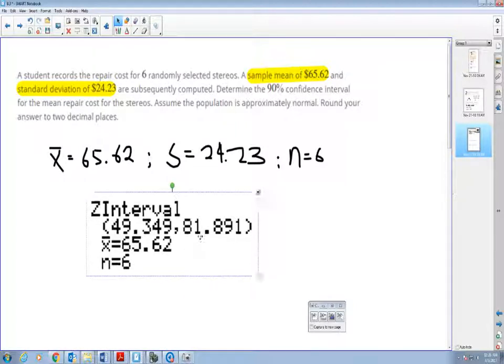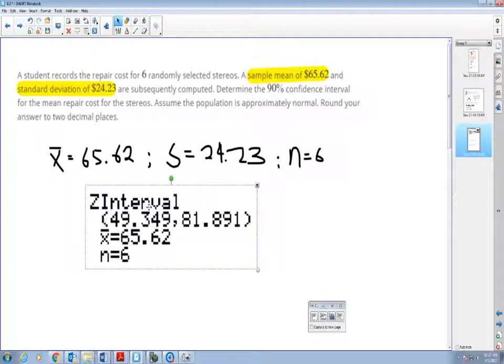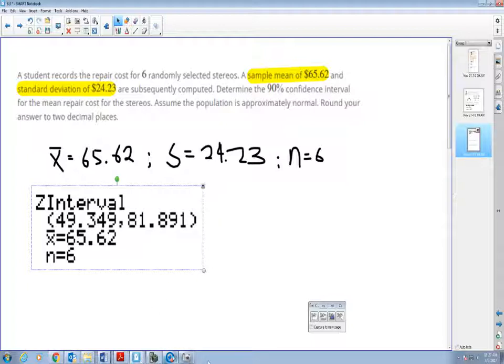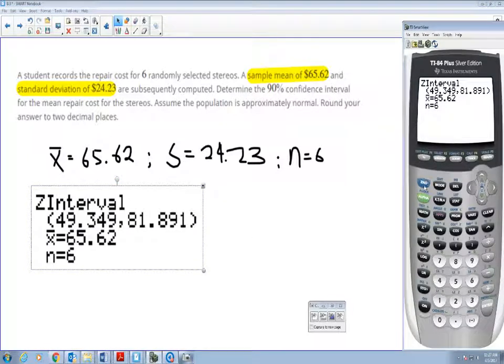So my lower bound is going to be about $49.35 to $81.89. Okay, that's the wrong one, because I actually do not know my population standard deviation. I only know my sample standard deviation. So I choose the correct one, stat test number 8, t interval.